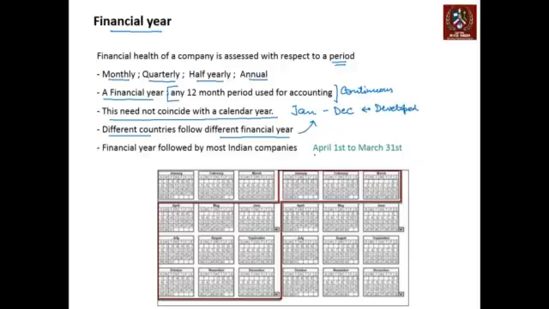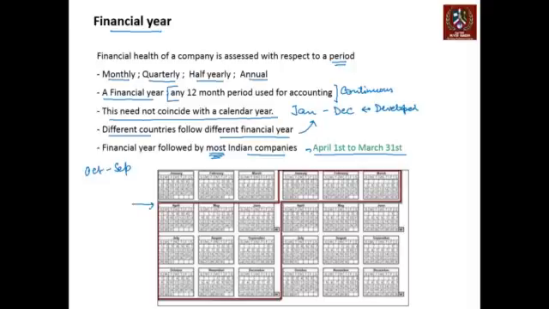India, on the other hand, follows something like April 1st to March 31st. Generally, most Indian companies follow this. That doesn't mean all of them have to follow. You could have companies that follow an accounting period of October to September. So October in one year to September of next year.